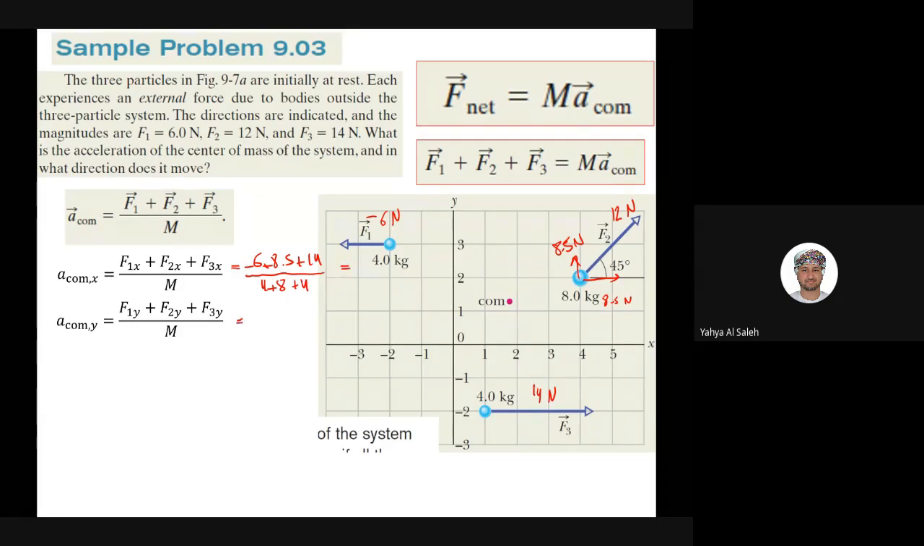Someone help me find what the result of that is. And the y-axis, I only have 8.5 newtons divided by 16. Minus 6 plus 8.5 plus 14, 16.5, divided by 16. So this is 1.03125. No, I made a mistake. 0.53 meters per second squared.